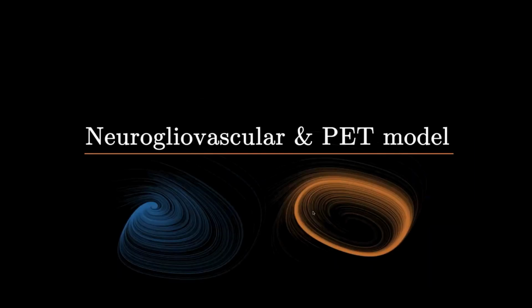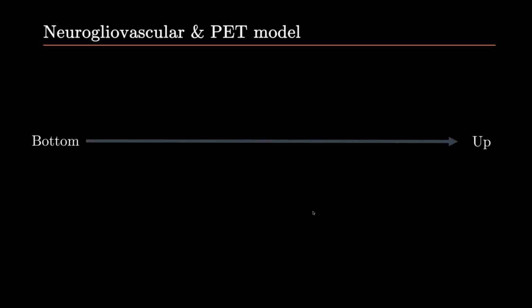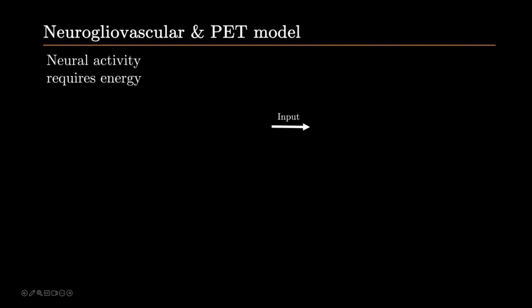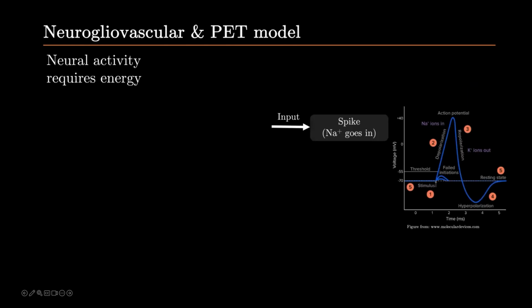So let's try to build a PET model from scratch. We will start on the small scale and try to have something like a PET scan image at the end. On the small scale, we will have neural activity. This is the basic ingredient which gives rise to energy consumption and glucose uptake and so on. So what precisely do I mean with neural activity, and why does it consume energy? For this, we will have to look into how neurons behave and what consumes energy in neural activity.